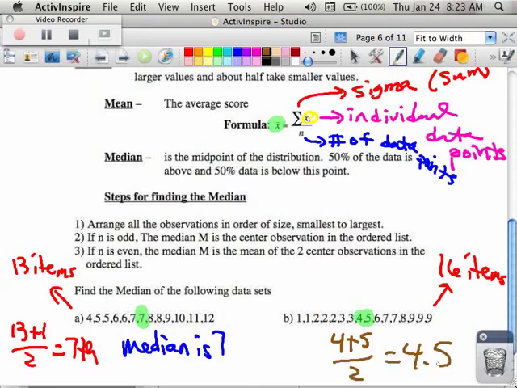Now kind of the strange thing to me at least is that when you're talking about median, sometimes the median doesn't even exist as an actual value. Sometimes it does and sometimes it doesn't. So your median doesn't have to be a value in the list. It's always whatever's in the exact middle of the list, whether it exists or not as a data point.